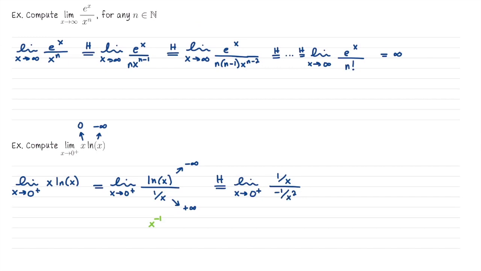As it's written, this is still indeterminate because 1 over x would go to infinity and negative 1 over x squared would go to negative infinity. But you don't want to keep going with L'Hopital's rule. At this point, you want to stop and simplify. There's no reason to write 1 over x divided by negative 1 over x squared. Let's simplify this. We get that this is negative x squared over x. So it's the limit as x goes to 0 from the right of negative x. And then as x goes to 0, that goes to 0.